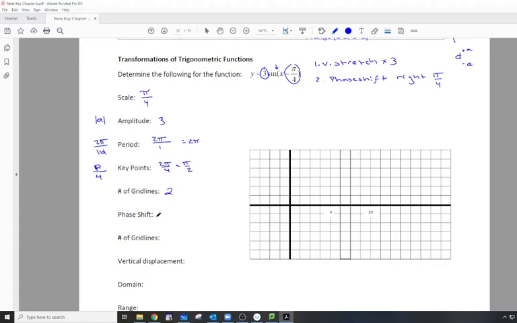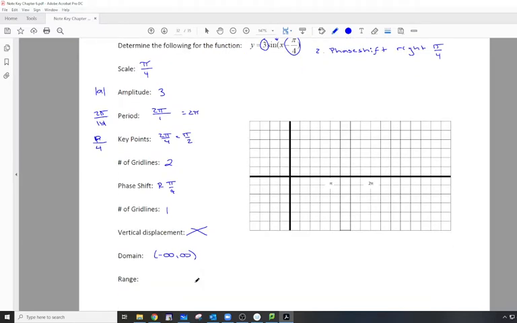What about the phase shift? Well, the phase shift we know is going to be right pi by 4. On this grid that I chose, pi by 4 is one grid line. What about vertical displacement? Is there a d value? Nope. What's the domain of this graph going to be? Well, negative infinity to infinity. It's always that. It's never going to change.